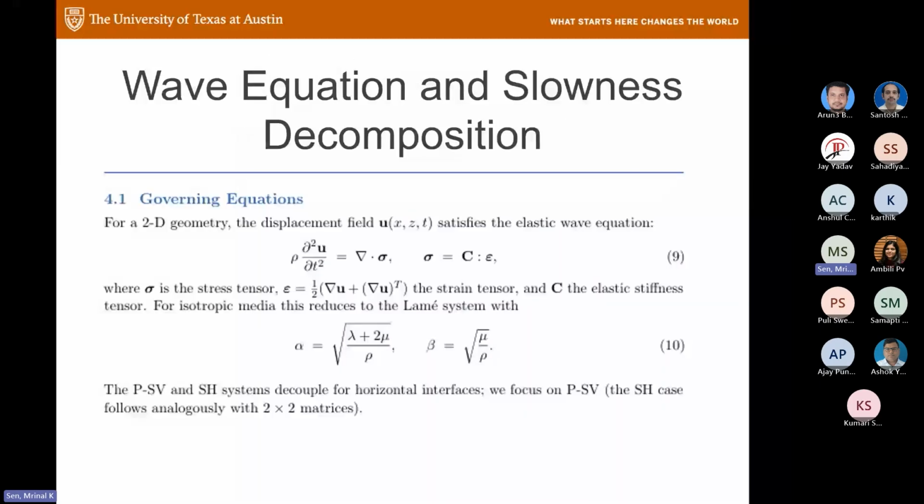So now I want to basically show you a rigorous derivation of Kenneth's approach, which at least for once you should see how it's done. So I'll start with the general equation for anisotropic medium.